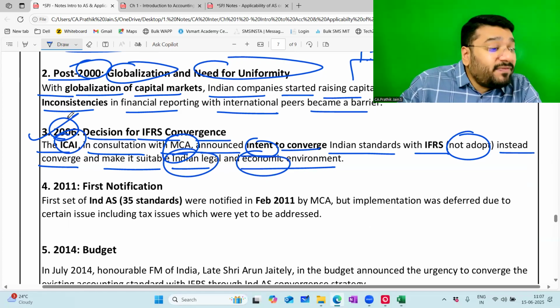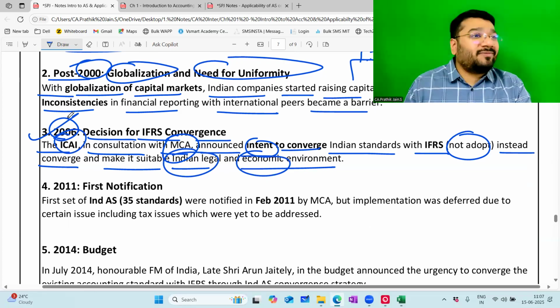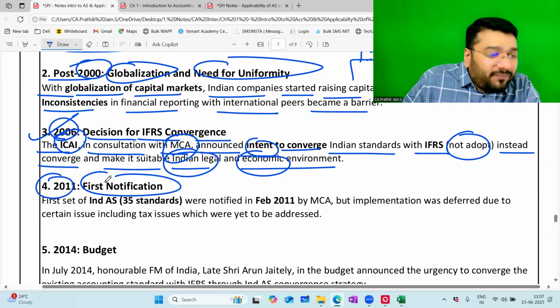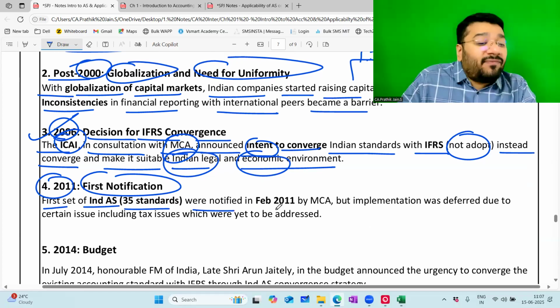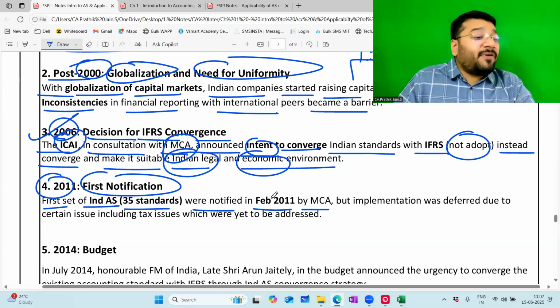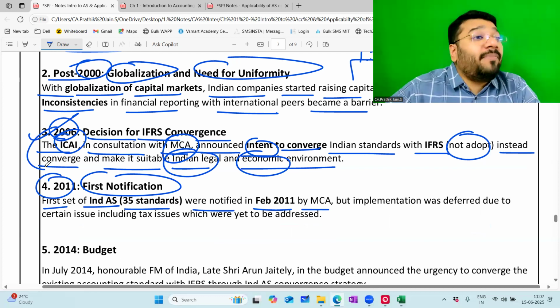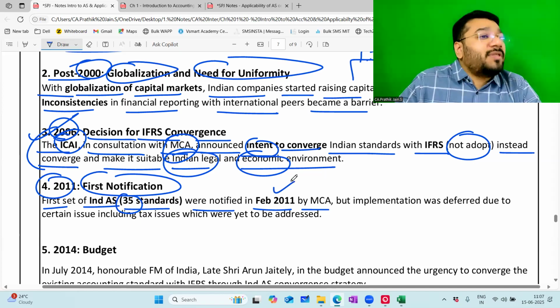In 2006, we disclosed our intent to converge. Convergence did not happen, so in 2011, the first notification came. What was the notification? The first set of Ind AS. 35 standards were notified in Feb 2011 by MCA, which means from 2006 to 2011, ASB of ICAI was working on developing the Ind AS. And through MCA, 35 standards were notified till Feb 2011.